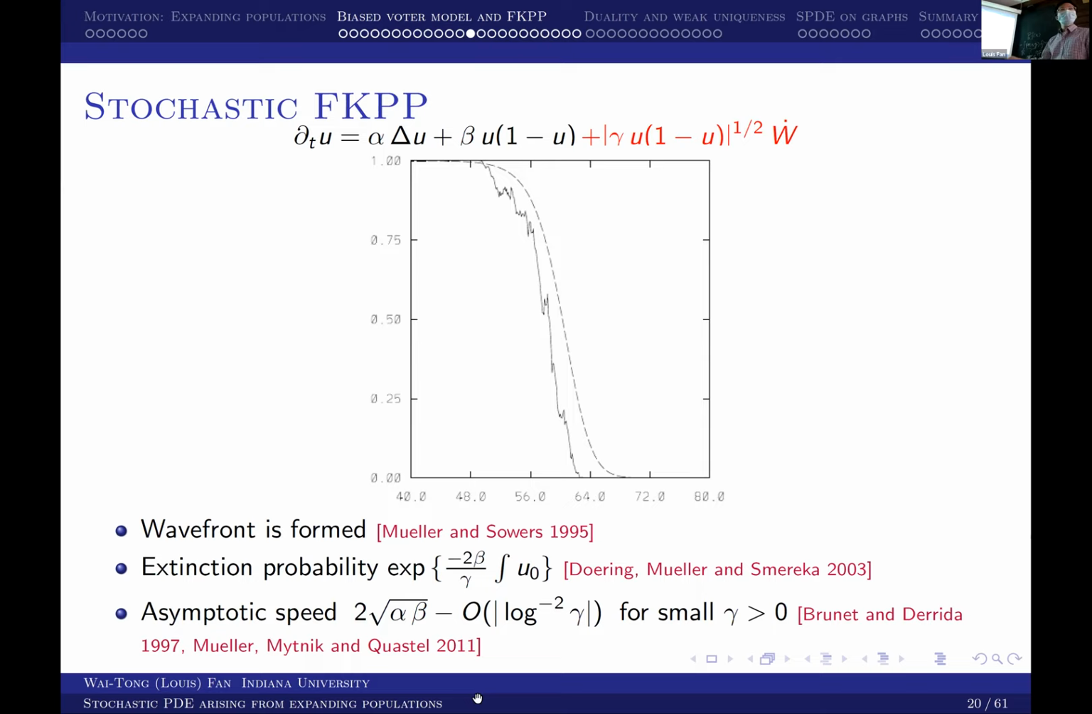Yes, this is a beautiful formula, and we are computing this for different geometric structures. And the third result is that the asymptotic speed of the stochastic FKPP is different. It is shown for small noise. When gamma is small enough, the asymptotic speed for the stochastic FKPP is slower than the deterministic FKPP by an order of 1/log gamma squared. It was conjectured by Brunet-Derrida using a cutoff argument, and then proved rigorously by Mueller, Mytnik, and Quastel.